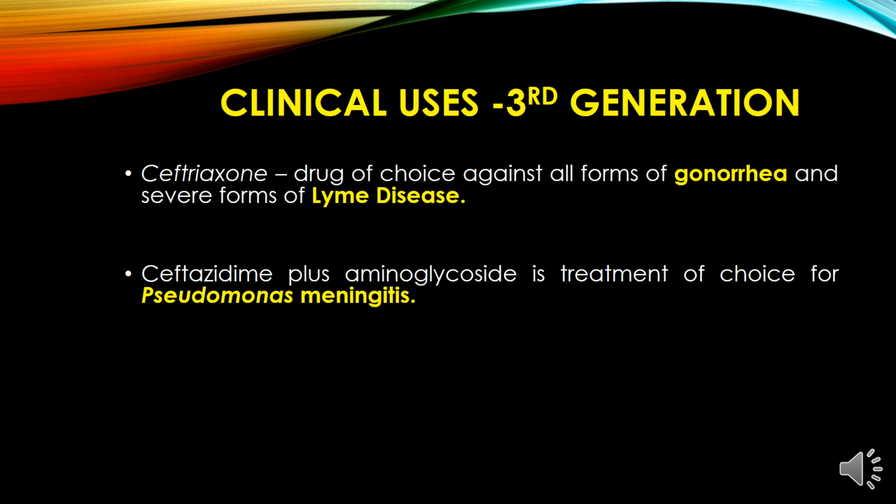Ceftriaxone, which is a third generation cephalosporin, is the drug of choice against all forms of gonorrhea and severe forms of Lyme disease. Similarly, the third generation ceftazidime plus an aminoglycoside, which is a protein synthesis inhibitor with very good coverage against gram-negative organisms, is the treatment of choice for Pseudomonas meningitis. So, in short, the third generation is mainly effective against meningitis and serious infections like sepsis.